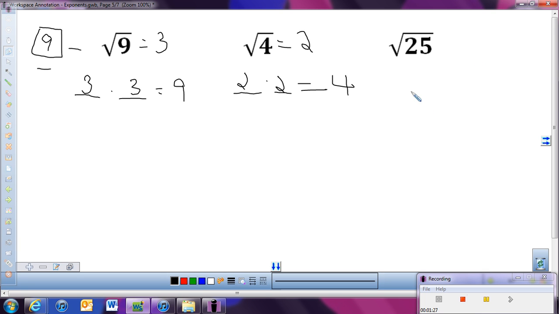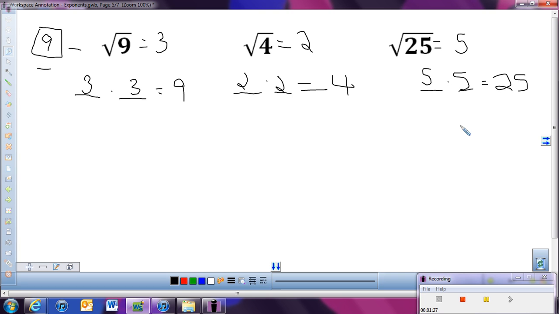I can do the same thing here for 25. What number times itself will give us 25? And so, going back to our square over here, what's going to be the length of each side? If we multiply them and get 25, 5 times 5 is 25. So the square root of 25 is 5.